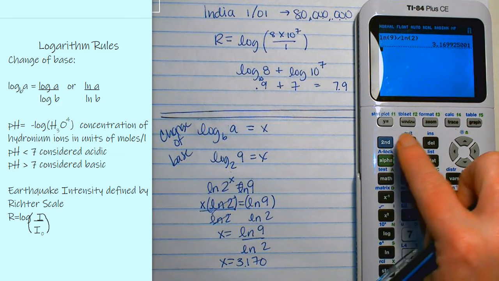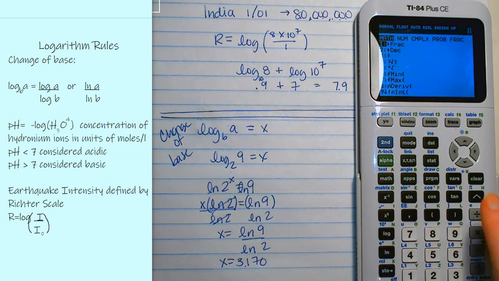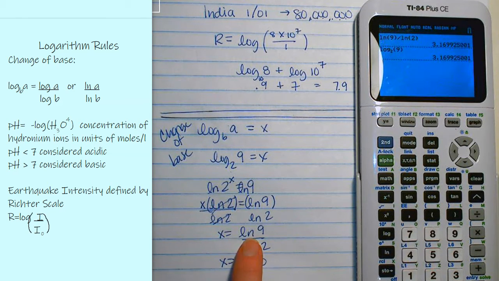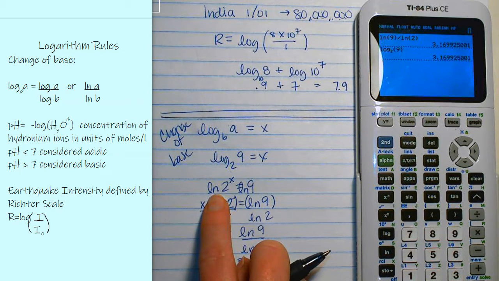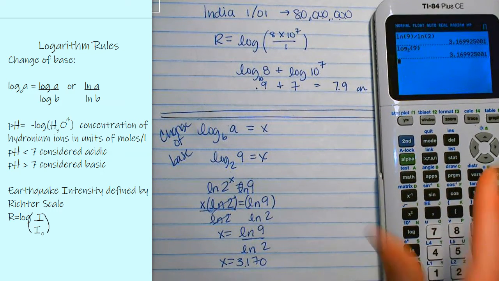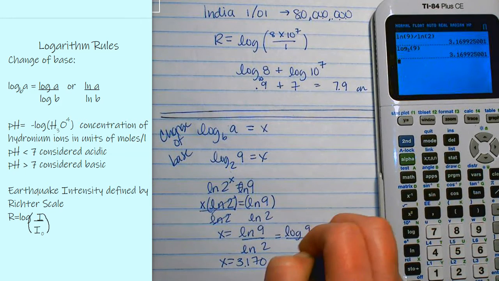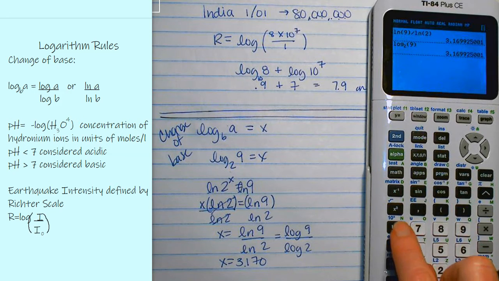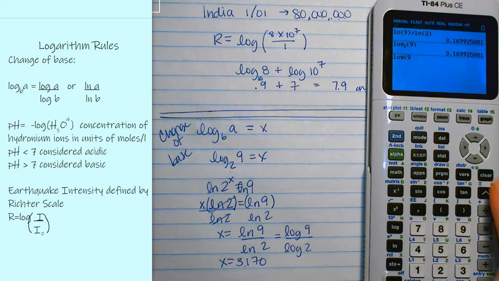X equals 3.170. If I use the log base, so math, log base 2 of 9, I get the same number. If I actually didn't use the natural log here, if I took the plain log base 10 on both sides, so that I would get an equivalent statement, which is log of 9 over log of 2, so that's a base 10, I still get the same number. So log 9 on the top divided by log 2 on the bottom, we get the same result.